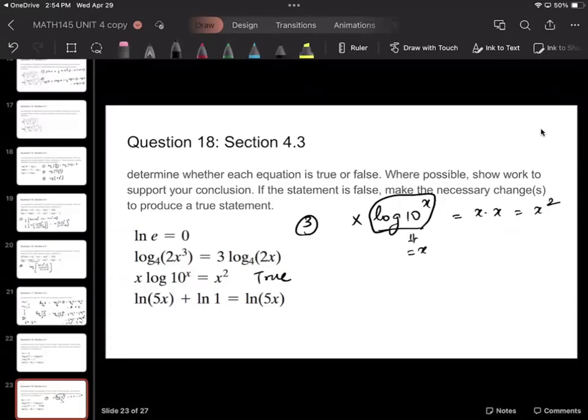All right. Now, what about this statement? What is ln 1? ln 1 is always 0, correct? So this is also a true statement.